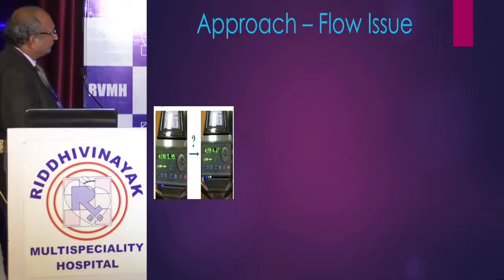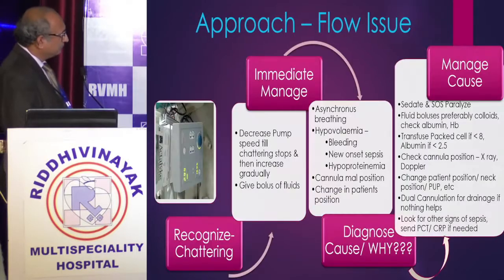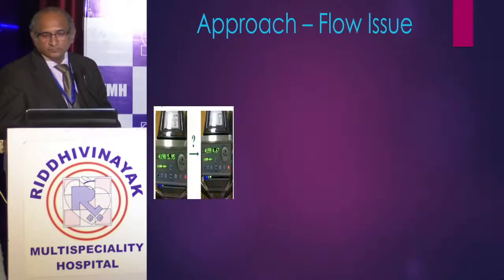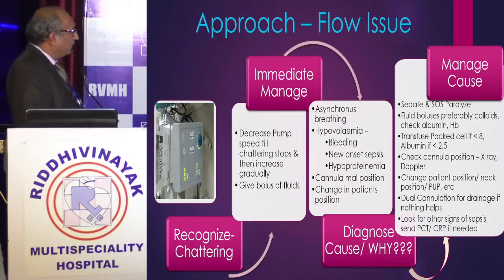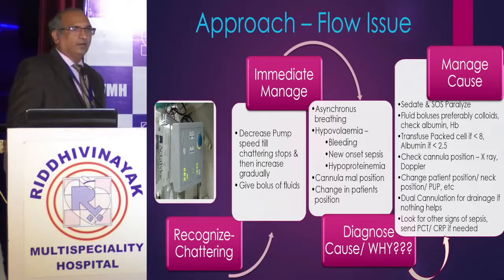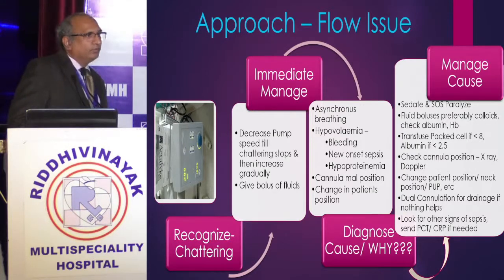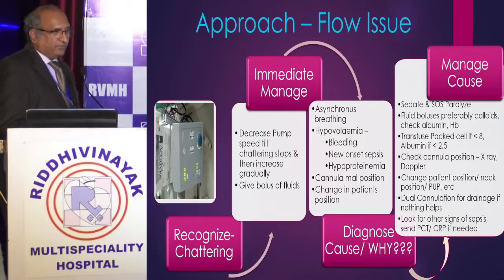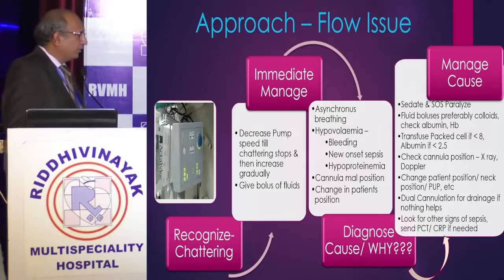If patient has asynchronous breathing, what you need to do is sedate the patient and paralyze. Whatever amount of fluid you give, you may not get the chattering stops or the flow improves till the time you don't sedate them and paralyze them. And once this has occurred, then you have to rethink why it has occurred and try to correct the cause. Might be your cannula may not be in proper position, you have to think about that also.